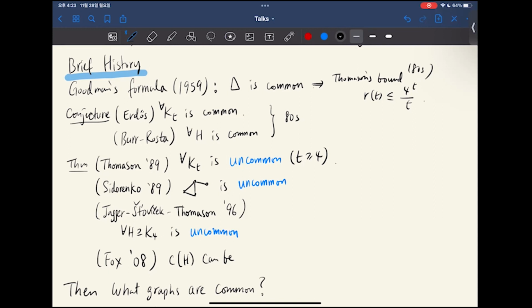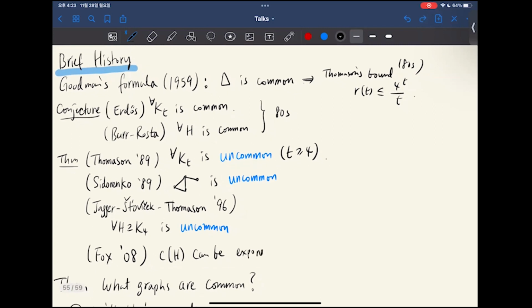And so the clique number here matters. Whenever your graph contains K4, then it is uncommon. And one of the earliest papers by Jacob Fox states that actually the Ramsey multiplicity constant can be exponentially smaller than this.